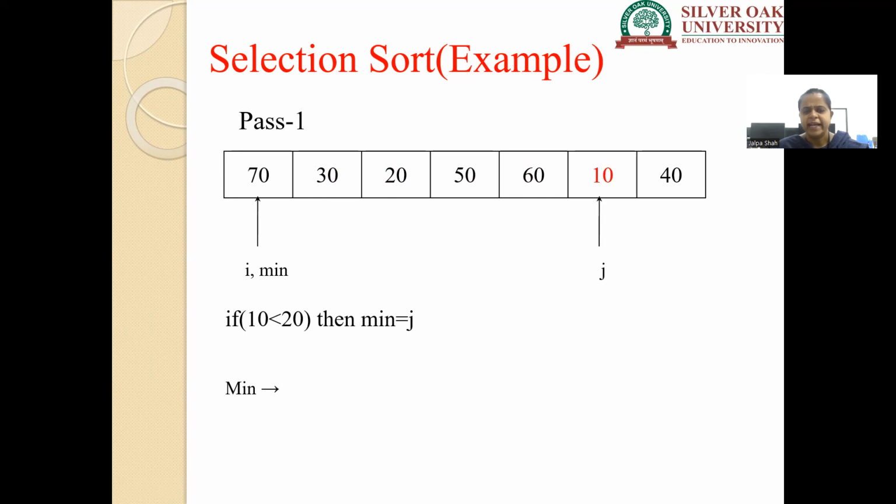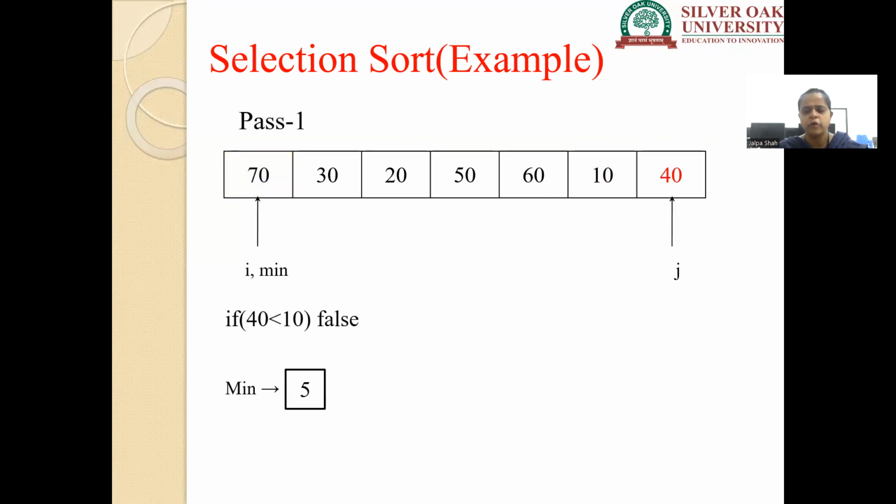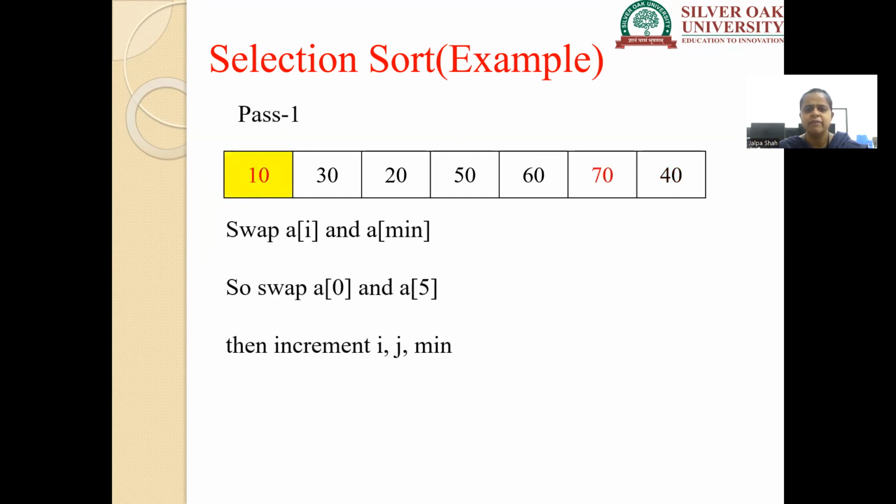Now if 10 is less than 20, then min equals j, which we have to apply, so minimum becomes 5. Again it checks if 40 is less than 10, false, so minimum remains 5. Now our minimum element is found at location 5, that is 10. So 10 and 70 will be swapped, that is, swap a of i and a of min, so swap a of 0 and a of 5.